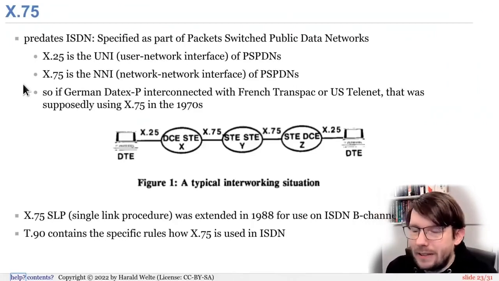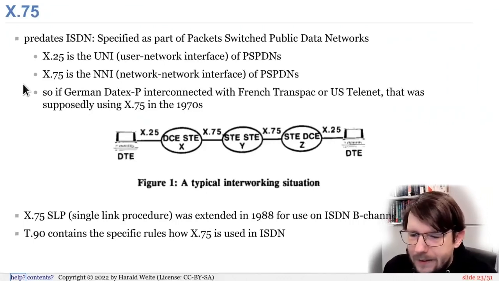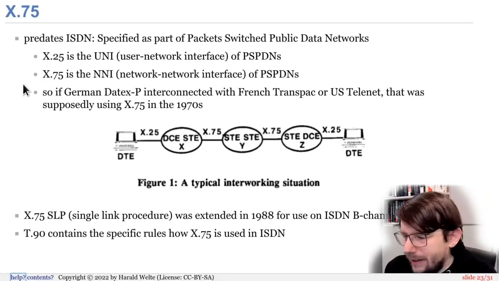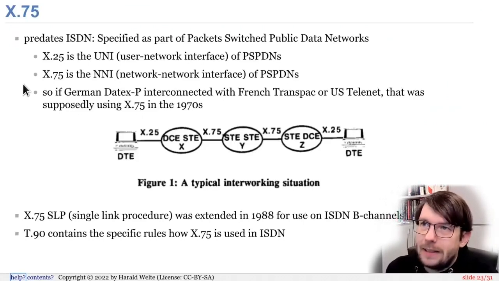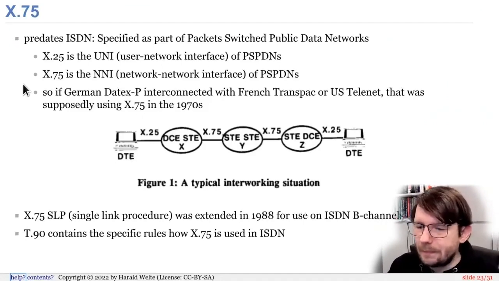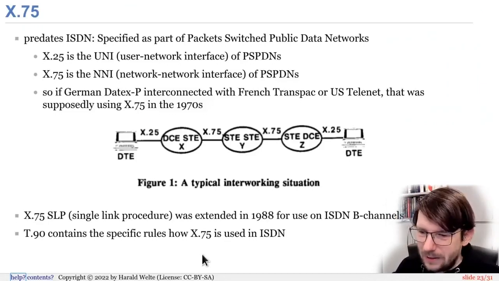Much further back than ISDN. And then when ISDN came around, they adopted this protocol, well, extended is actually the wrong word. They used a subset of X.75 for ISDN B-channels, specifically the so-called X.75 SLP, single link protocol. And the ITU's recommendation T.70 contains the specific rules for how X.75 was then used in ISDN. So it basically contains all the parameters and restrictions and constraints of X.75 as it is used over B channels.